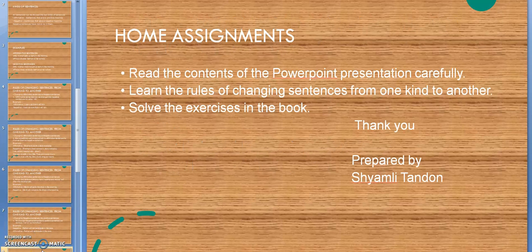Now children, today we discuss only this much. Your home assignments for today's lesson: read the contents of this PowerPoint presentation carefully, learn the rules of changing sentences from one kind to the other, and solve the exercises that are given in the book. Try to solve them and then check your answers with the ones that are sent by me.